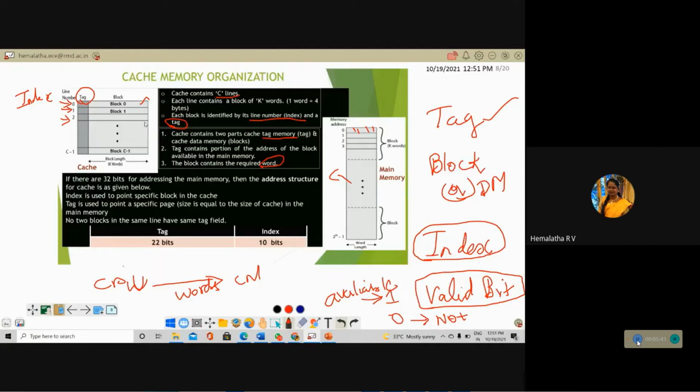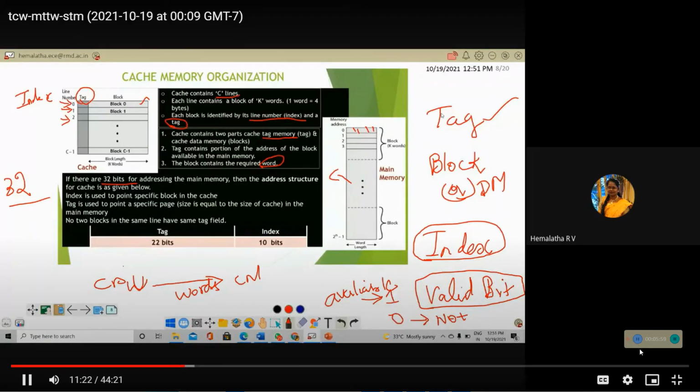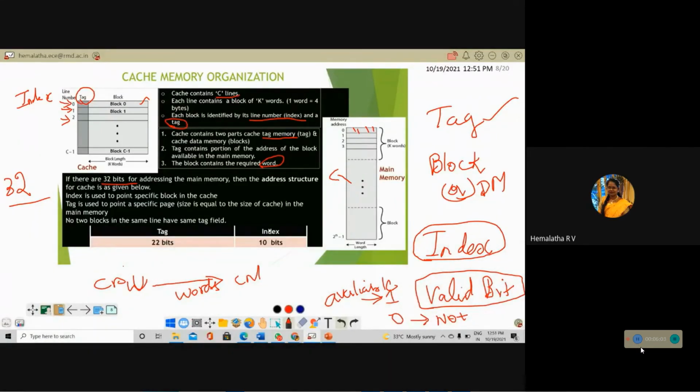So in total we have 4 parts for your cache memory: one is tag, block, index, and your valid bit. Since we know our MIPS is a 32-bit instruction, there is a format for this particular 32-bit instruction. Your memory address of the 32-bit instruction is divided into two things: one is the tag, and the other is the index.